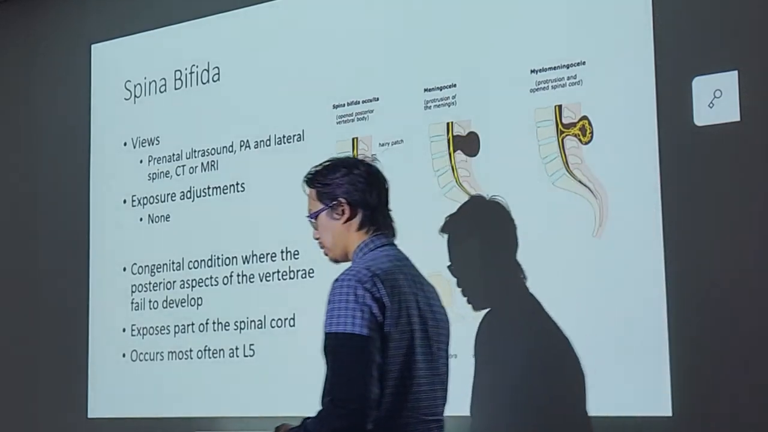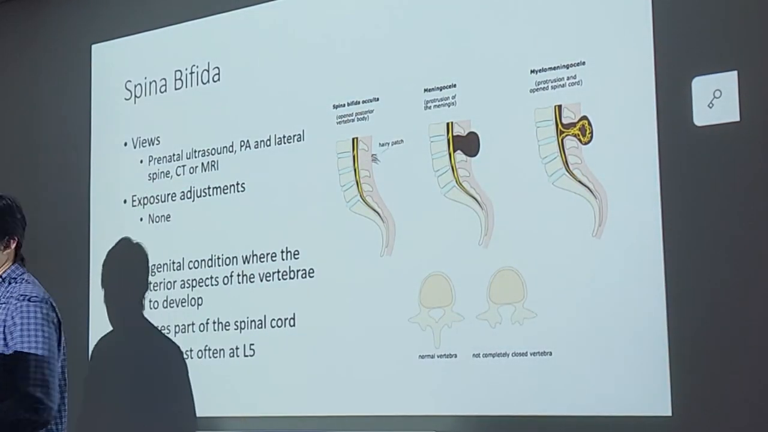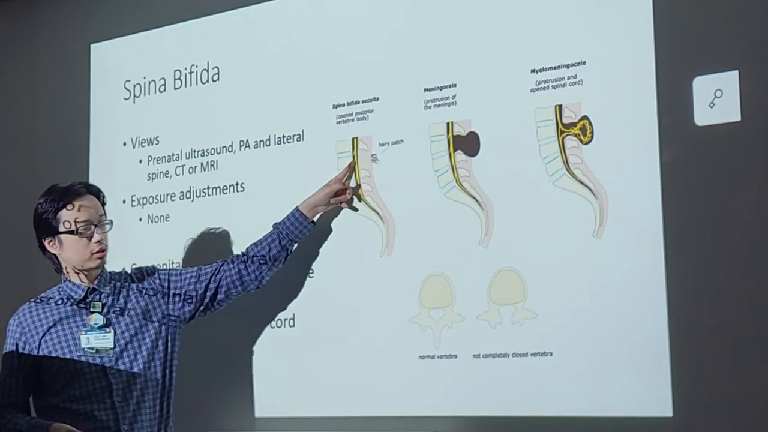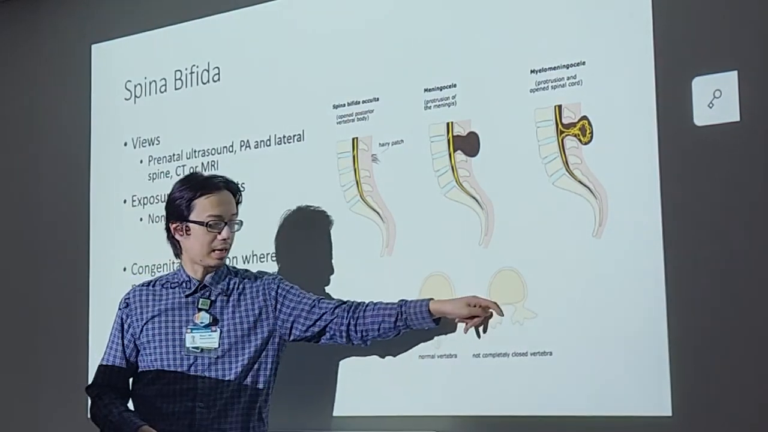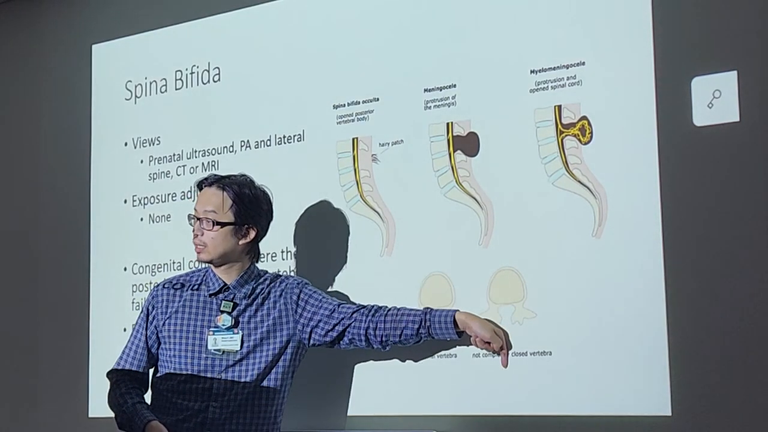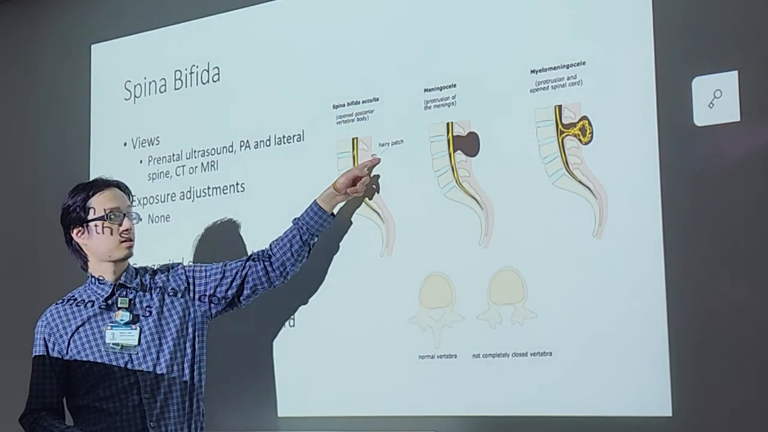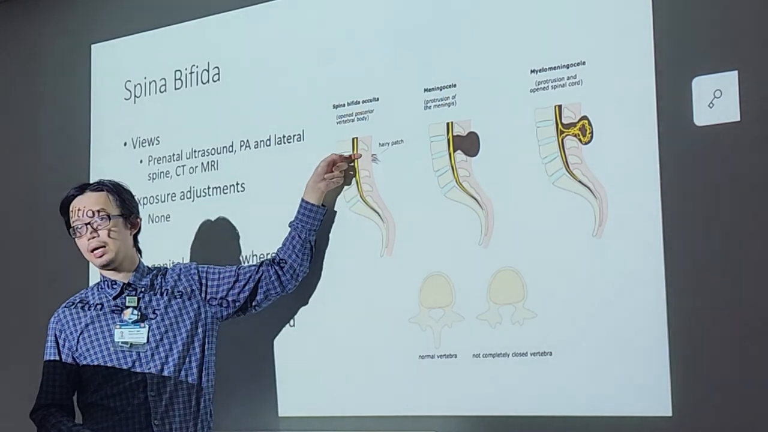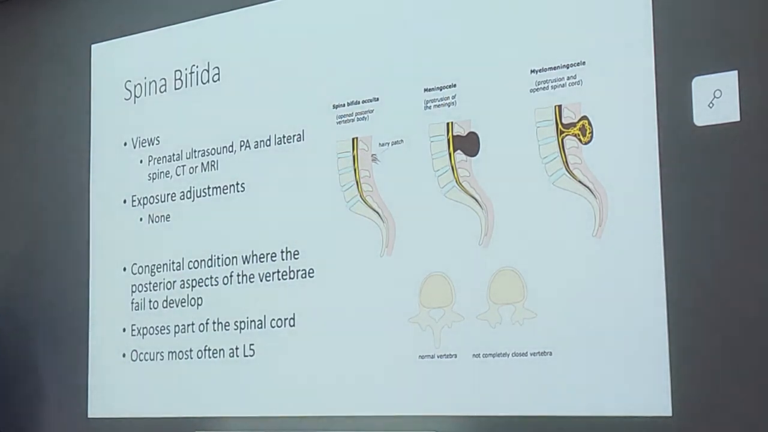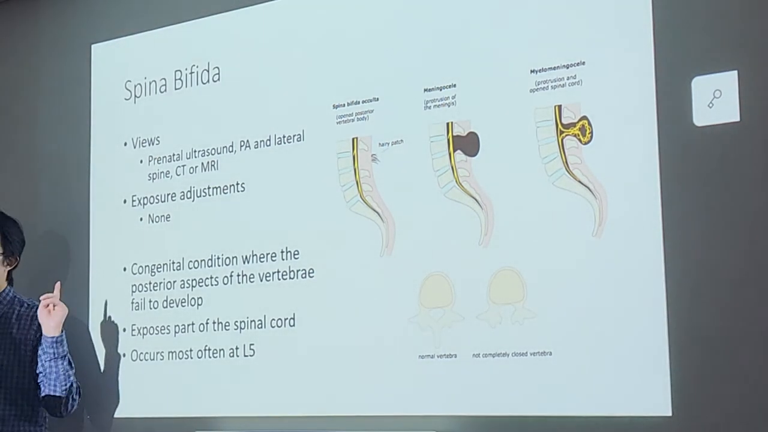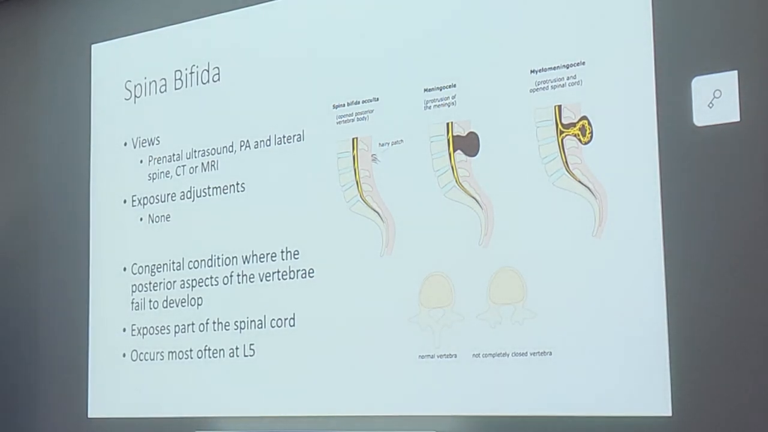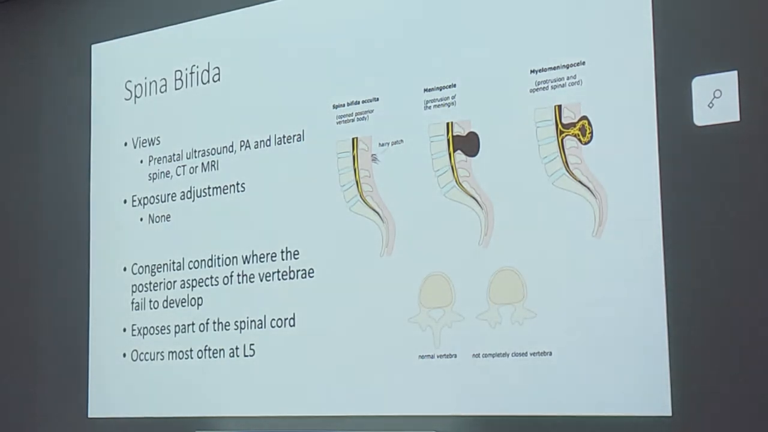This is a concern because now the spinal cord is no longer constrained to this tunnel. It has an ability to leave. And so you get a protrusion of the spinal canal out the back of the spine. This is a congenital condition, so it is something that a patient is born with when that spinous process fails to develop. And this usually happens in the lumbar spine around L5.